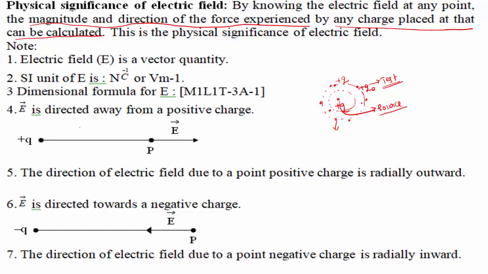By knowing the electric field at any point, we get the magnitude and direction of the force experienced by the charge placed at that point. An electric field is a vector quantity.